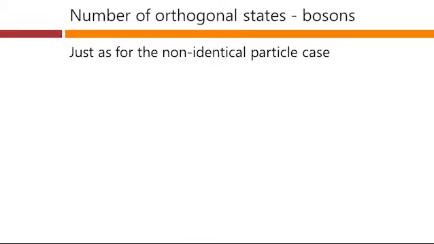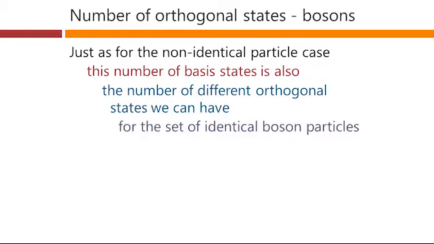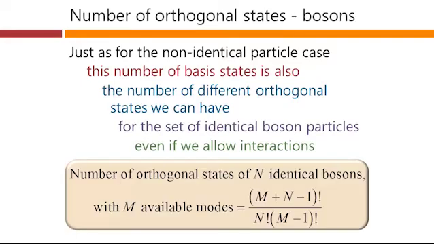Just as for the non-identical particle case, this number of basis states is also the number of different orthogonal states we can have, by the same reasoning, for this set of identical boson particles, even if we allow them to interact. And so, for our n identical bosons with m available modes, the number of orthogonal states of those n identical bosons is then given by this formula that we just wrote down.